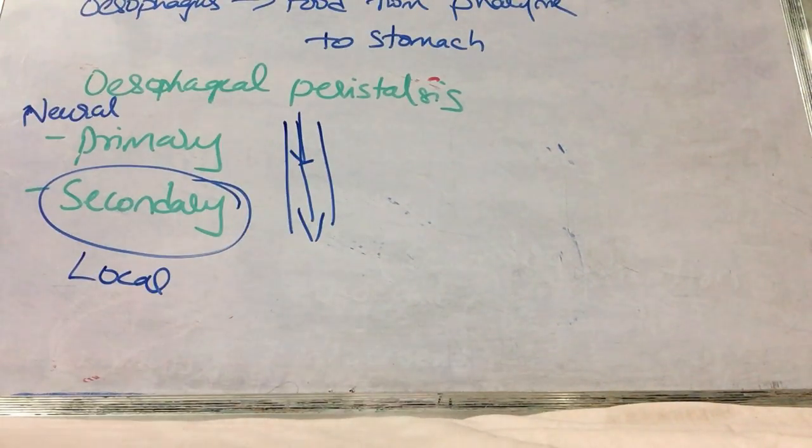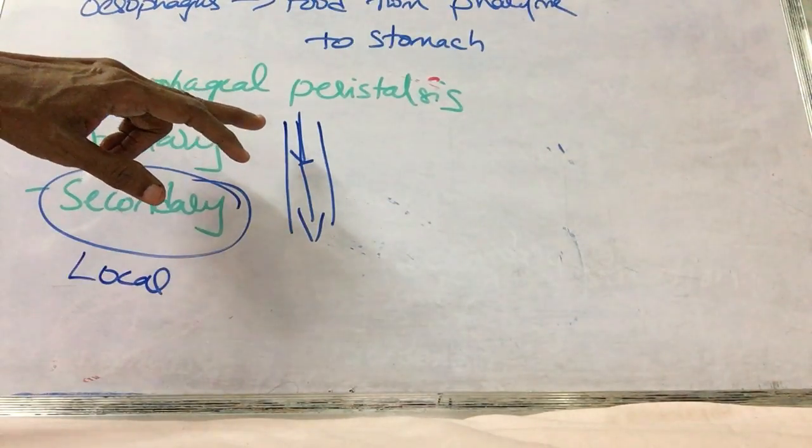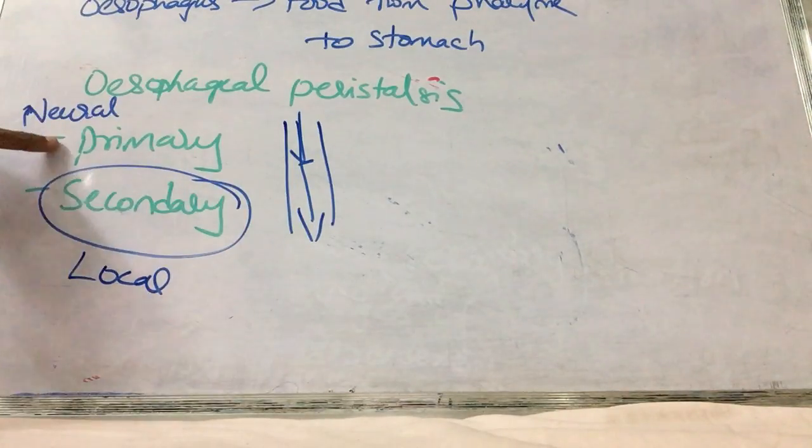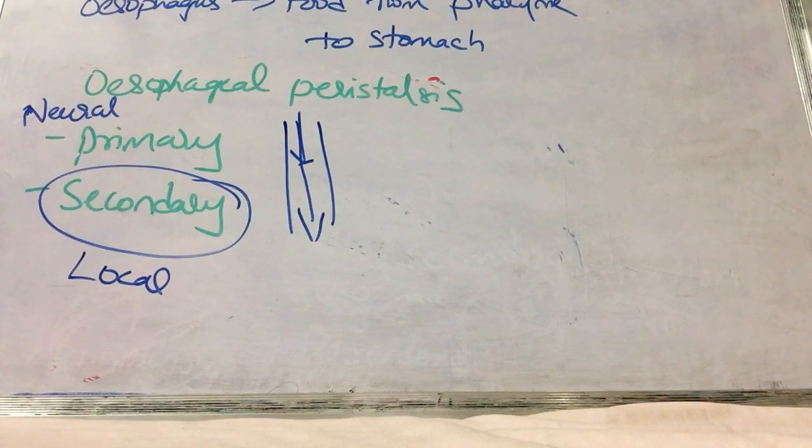So this is about the esophageal peristalsis, primary and secondary. Primary is a neural mechanism. So even irrespective of the presence of a bolus of food in the esophagus, this primary peristalsis will occur. If we just swallow without any food in our mouth, without anything solid or liquid in our mouth, this primary peristalsis will occur, since it is a neural mechanism, whereas secondary peristalsis will occur only when the bolus of food is present in the esophagus.